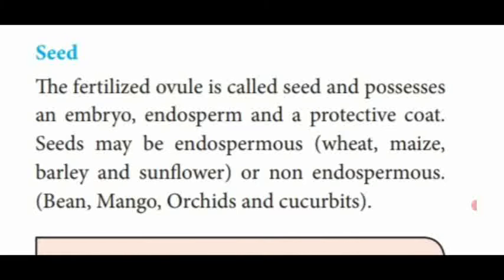So, due to the presence and absence of endosperm, the seed is divided into endospermous and non-endospermous. Endospermous examples: wheat, maize, barley and sunflower. Non-endospermous examples: bean, mango, orchid and cucurbits.